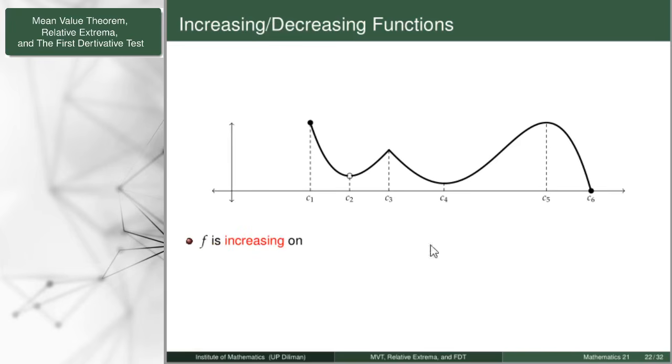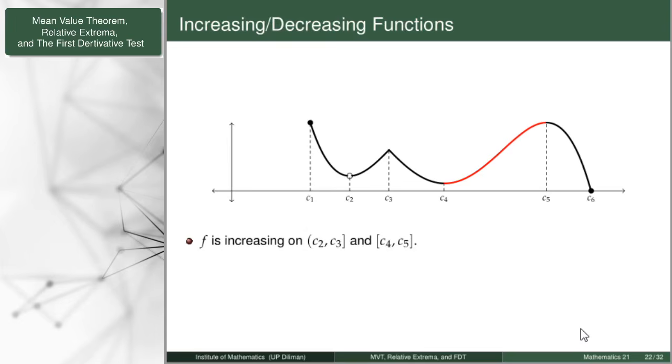Increasing if you are slanting towards the right, upward towards the right. So that's from C2 to C3. Again, we did not include C2, and C4 to C5. So graphically, it's very easy to see whether your function is increasing or decreasing on an interval. You just look at the interval and see whether it is sloping downwards or sloping upwards.